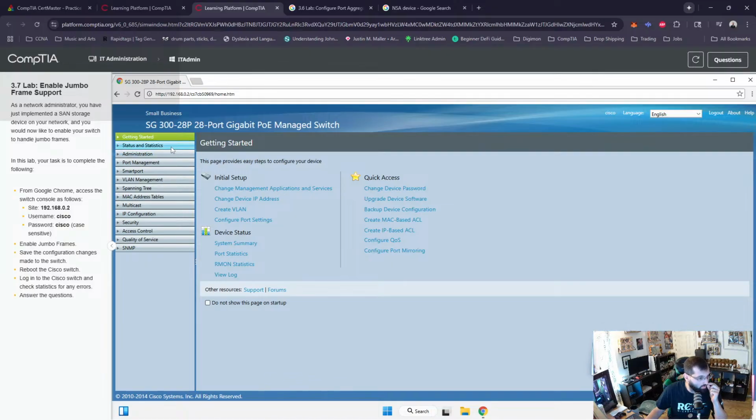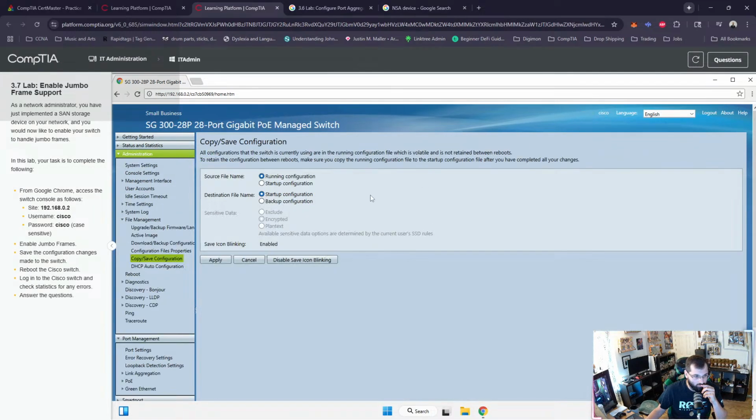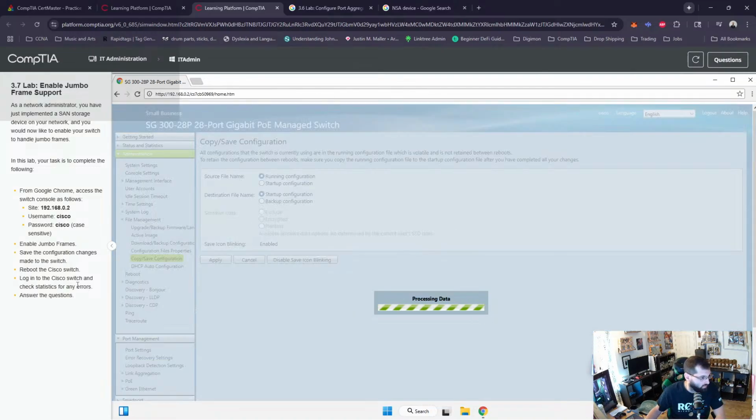Let's think about this before I break down and use YouTube. Where would jumbo frames be? I feel like that would be in port management. Jumbo frames. Yes, okay. Enable jumbo frames. Save the configuration changes made to the switch. No way it was this easy.